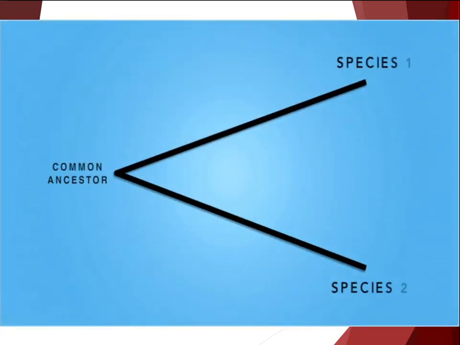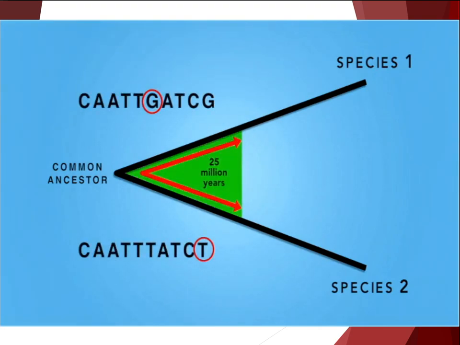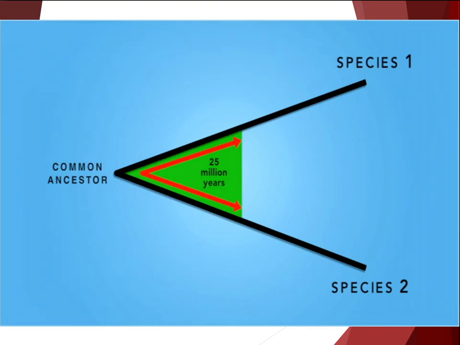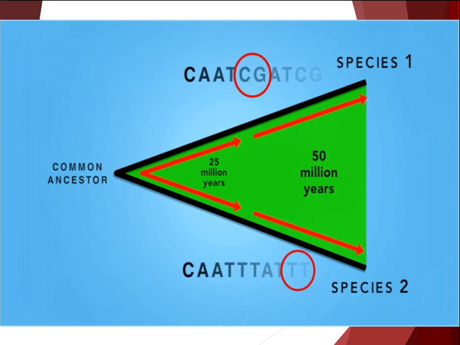In this example, 2 different species had a common ancestor sometime in the past. To determine when they diverged from a common ancestor, scientists use a molecular clock based on a gene that they know changes by 2 bases every 25 million years. They observe that the species differ in the DNA of this molecular clock gene by 4 bases. If the species differ by 4 bases, they must have diverged from a common ancestor around 50 million years ago.